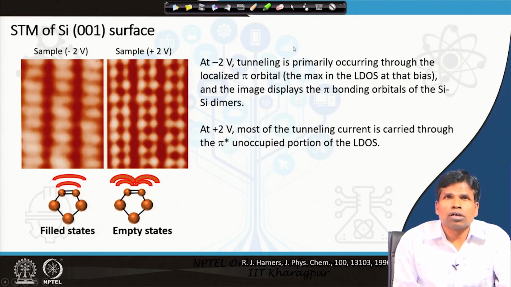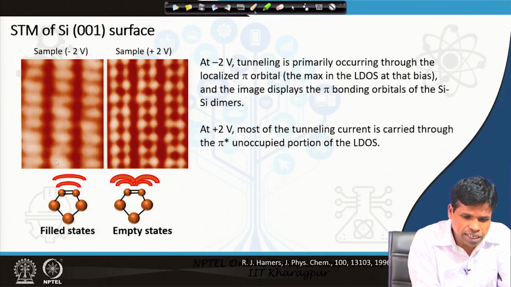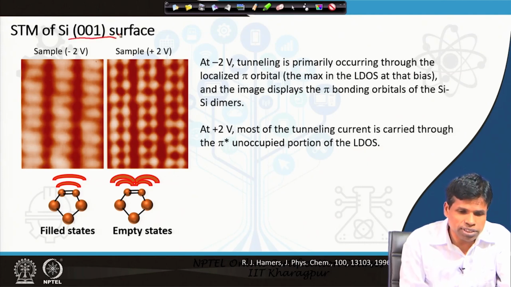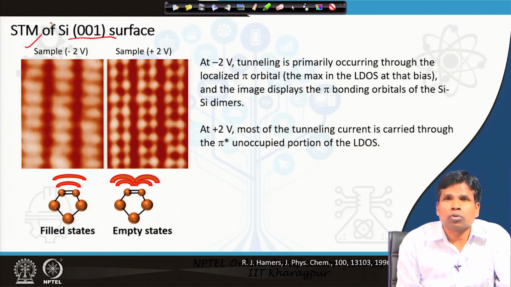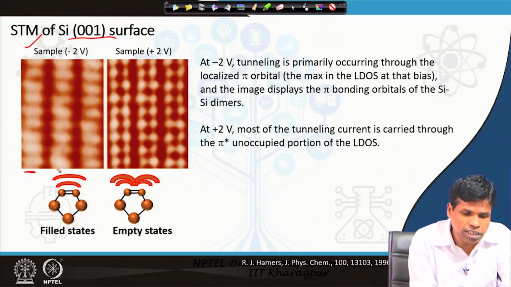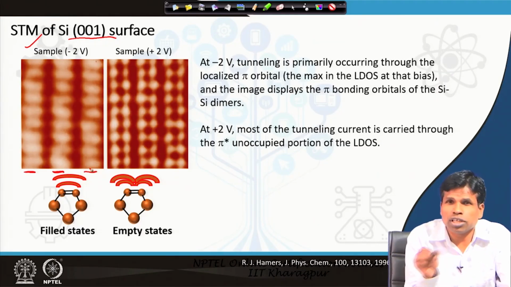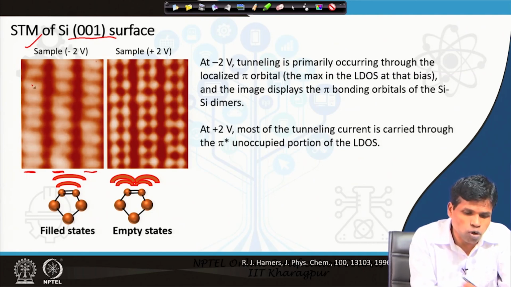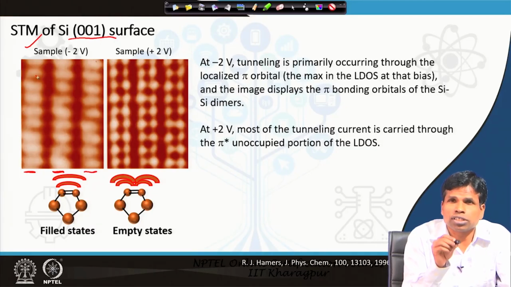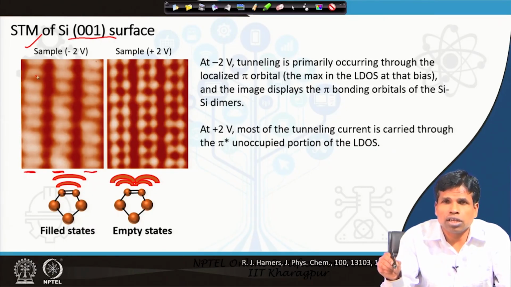Here is an example, the silicon 001 surface. Here the sample is biased negative. When the sample is biased negative, it gives the occupied states information of the surface atoms. Now you can see they are all dimers, 2 silicon atoms. These are giving occupied states information. Both are brighter because the electrons are tunneling from the occupied states of the silicon sample to the tip.